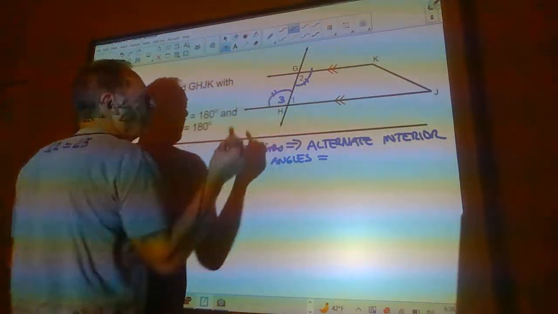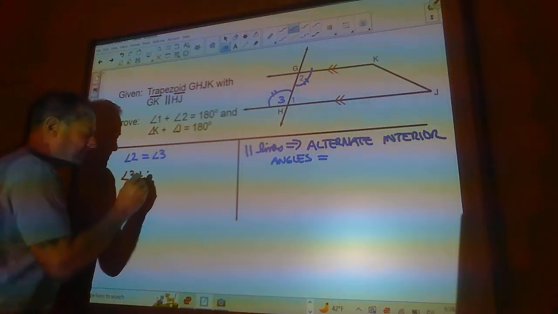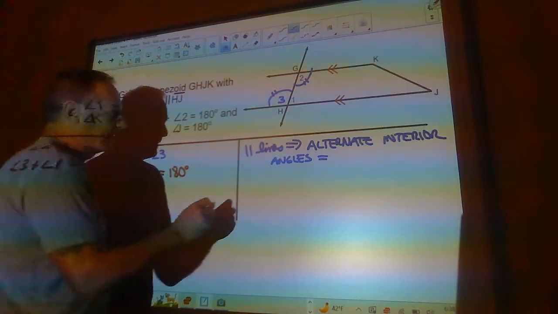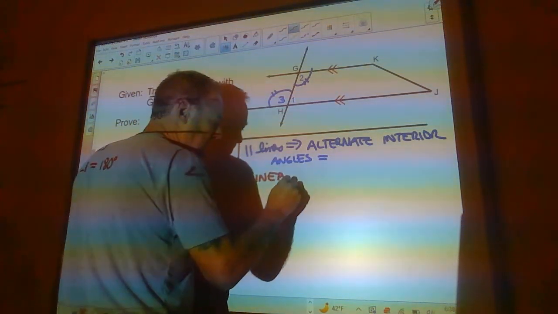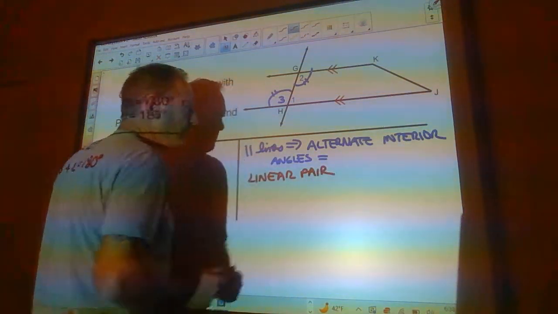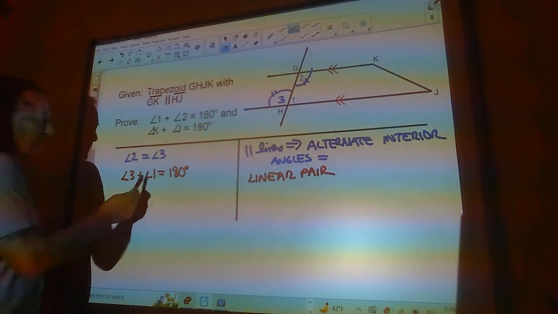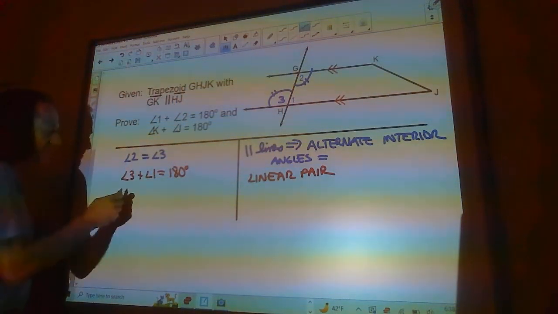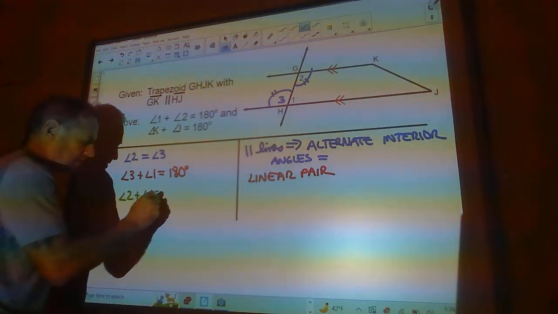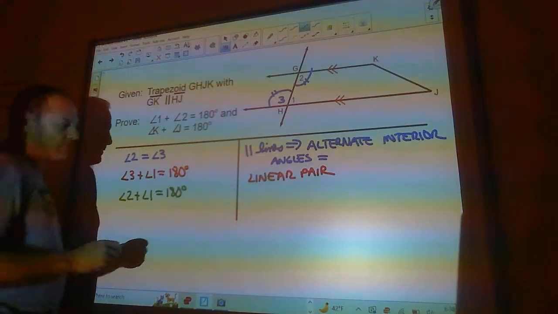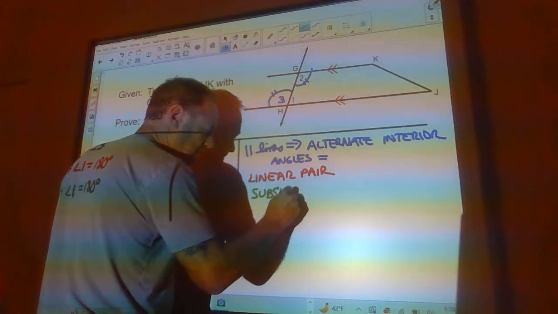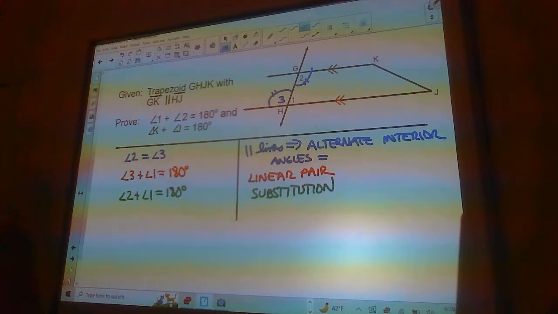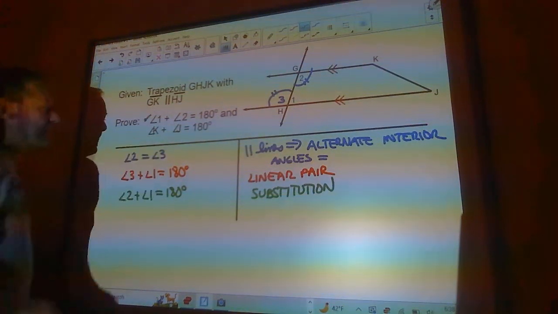So, we also know that angle 3 plus angle 1 adds up to 180 degrees because they are a linear pair. Now, if angle 3 plus angle 1 is 180 degrees, and angle 2 is equal to angle 3, we can substitute angle 2 for angle 3 here. So this is substitution. And now we know that angle 1 plus angle 2 is 180 degrees, so we've proven that.